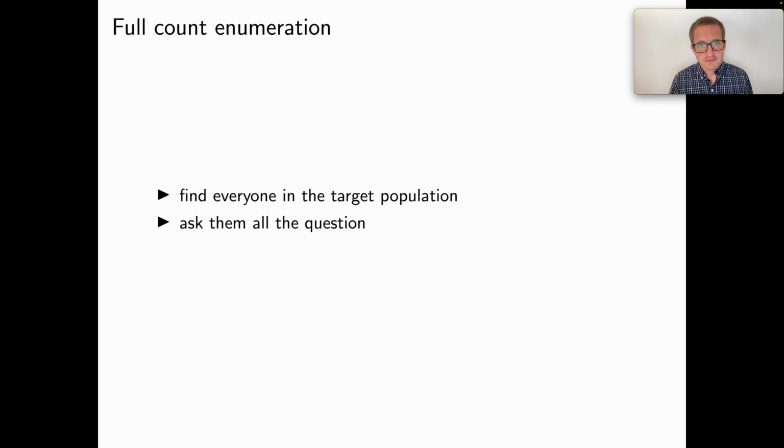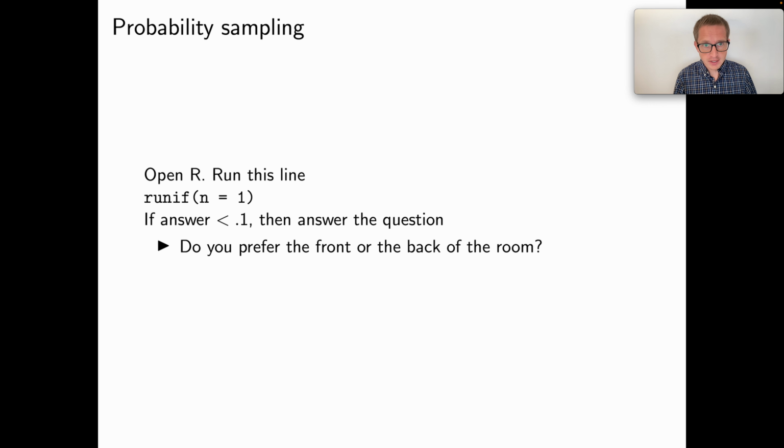One of those ways is full count enumeration. In full count enumeration, we find everyone in the target population. Here this is all the people taking our class. We ask them all the question: would you rather sit in the front or the back of the room? Another way to answer the question is by probability sampling.